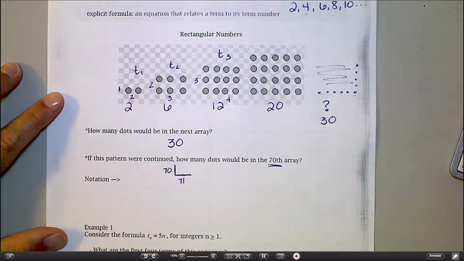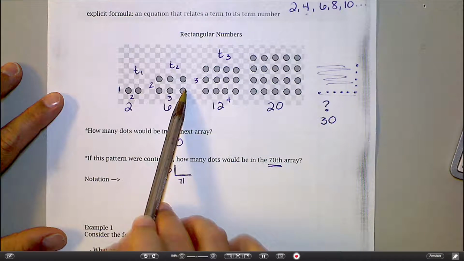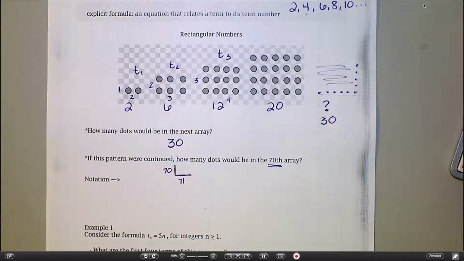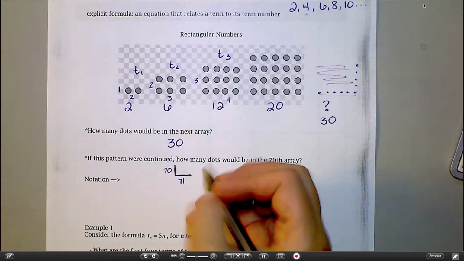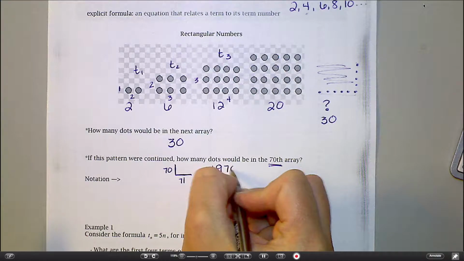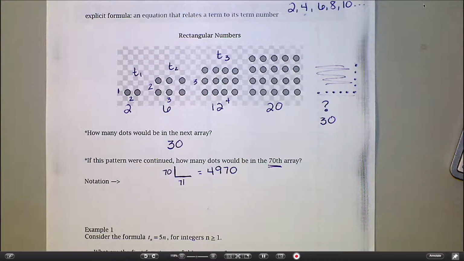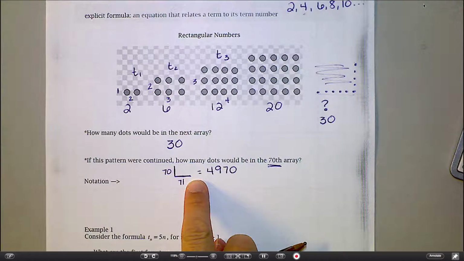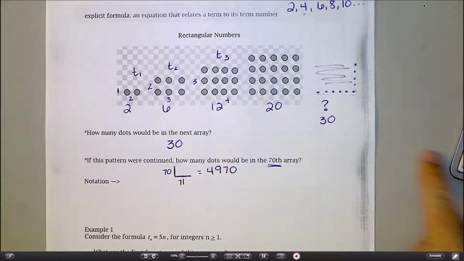Okay, so I know that term 70, because of the pattern I've established here, would have 70 by 71, and I actually don't know how many that would give me. Let's see. 70 by 71 would be 4,970 dots, and I certainly don't want to draw that. Okay, so that's the beauty of an explicit formula, is it allows you to jump straight from the term number down to the actual term, without having to go all the way up.